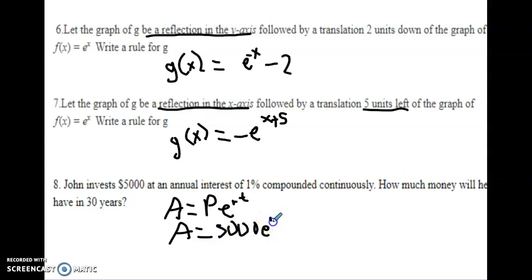The rate is 0.01 times 30. Then we just grab a calculator and we put that in. 5,000 times e to the 0.01 times 30. The place where students mess up is they forget to multiply those two together. And the answer is in dollars, about $6,749.29.